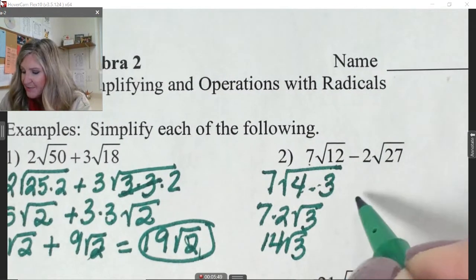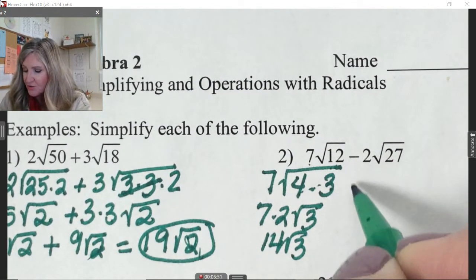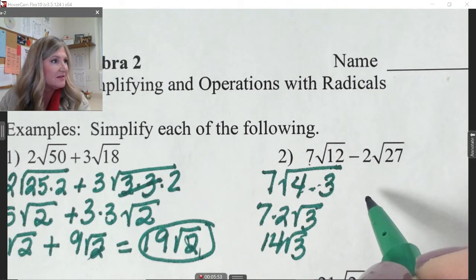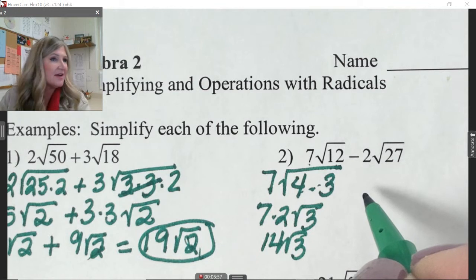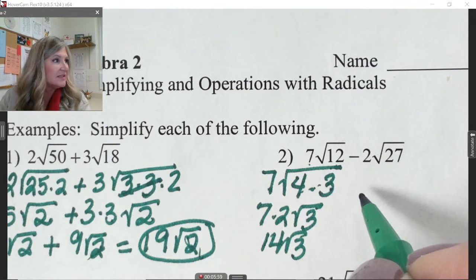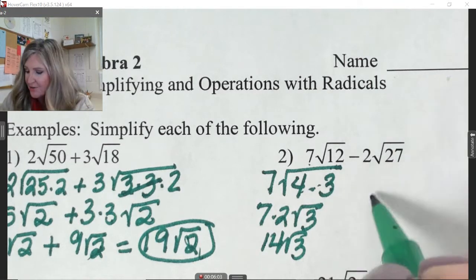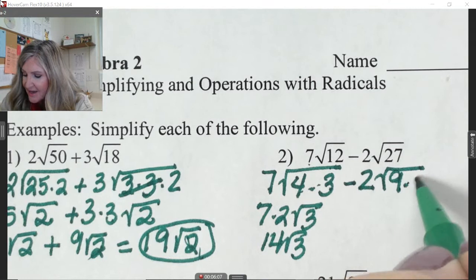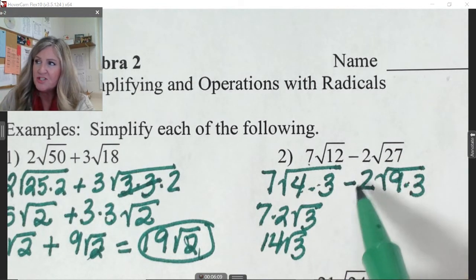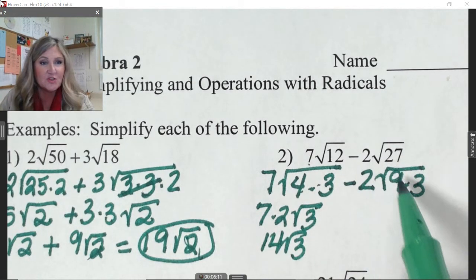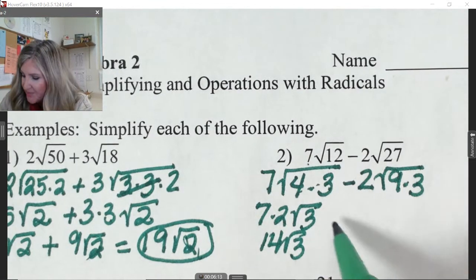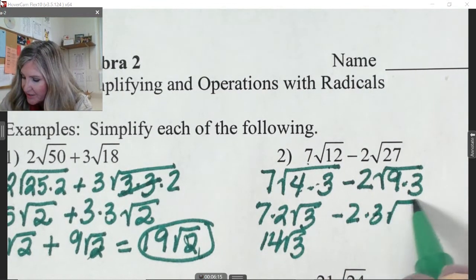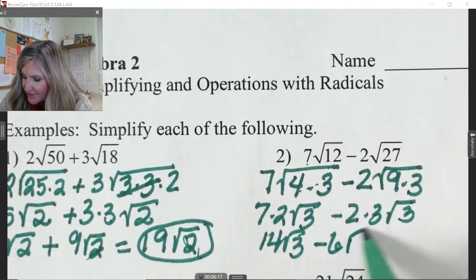All right, can anybody think ahead as to what 2 radical 27 would end up being? 18 radical 3? 6 radical 3? Which is it? 6 radical 3. Here's why. We have to break the 27 down into 9 times 3. We don't just take out the 9, we have to take out the square root of 9, which is 3. So that's going to be 2 times 3, a 3 stays in, minus 6 radical 3.